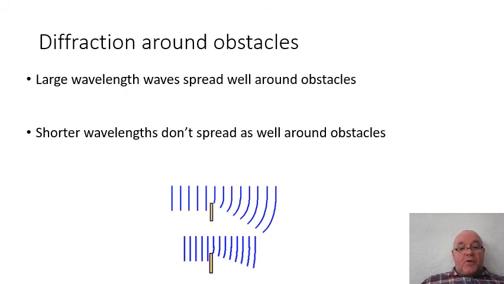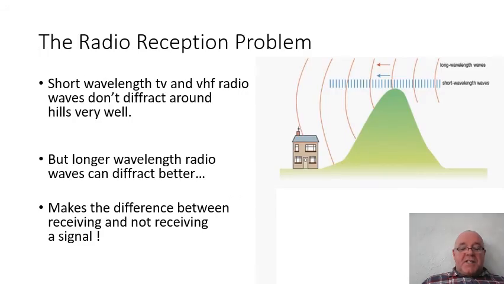And the same thing happens for obstacles. So here we've got a wave coming around an obstacle, the bottom two diagrams, and you can see here that they both spread round. We've got a large wavelength and a short wavelength. The larger wavelength spreads more than the shorter wavelength. So shorter wavelengths don't spread particularly well around the obstacle. That's got a big application, and it's the radio reception problem.